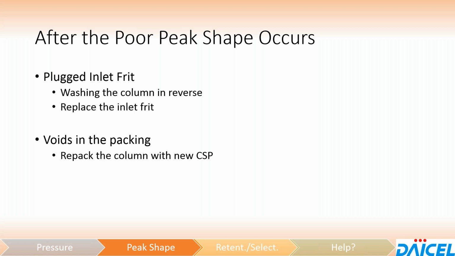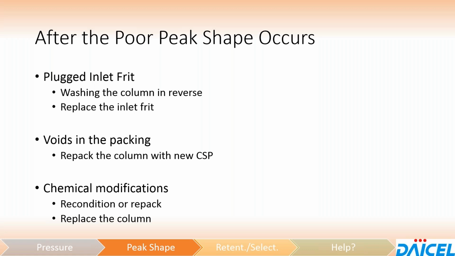Void in the packing. Unfortunately, there's only one thing that you can do, and that is repack the column with new CSP. You have to clean up the column, remove any of the damaged CSP, and then replace it with the correct amount that needs to be there for a well-packed column. I'll talk a little bit more about repacking in the help section, because that's actually a service that we can help you with.